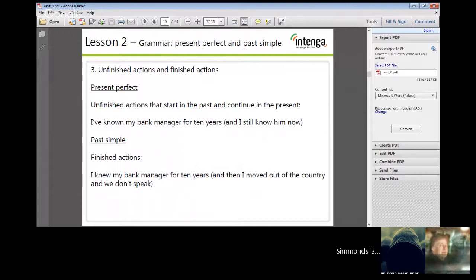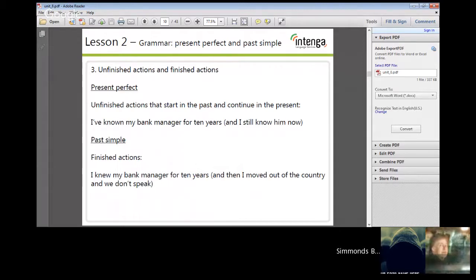Yeah, I have a question about the past simple. I have in mind, as it means, and then I moved out, or we don't speak. Maybe we can be in contact with the manager that we knew 10 years ago. I actually didn't understand you very well. I think the connection's not great. Can you repeat the question? Yeah, I couldn't quite get the meaning of that, about the past simple. Here, my bank manager for 10 years, and then I moved out of the country, and we don't speak. Maybe we can be in contact. It can be.